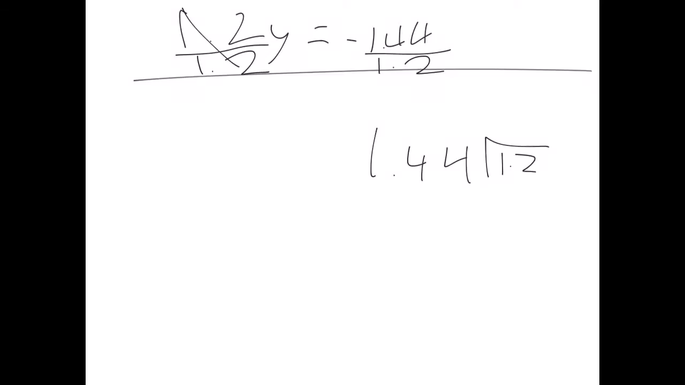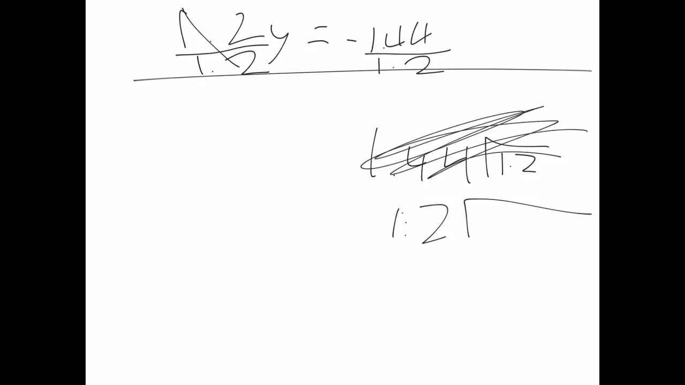Wait, what we do, so now we divide. No, actually, 1.2 is going to go on the outside, and 1.4 is going to go on the inside. Okay, so what you do, because a decimal number can't go on the outside, you have to move it one space to the right. So now it's 12 divided by 14.4.